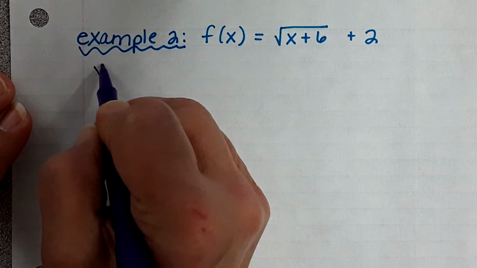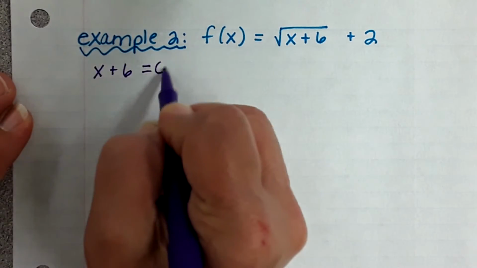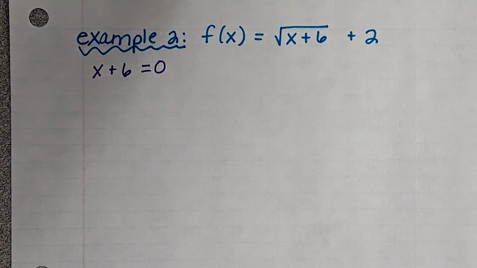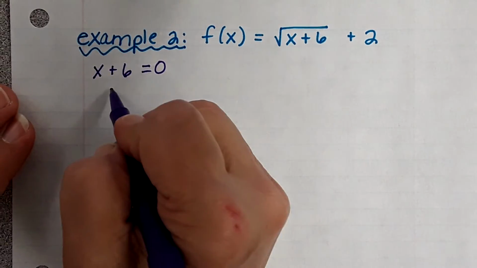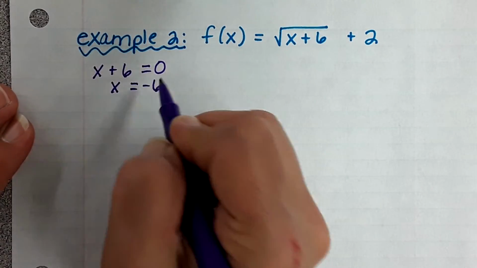So we're going to set it up to x plus 6 equals 0. Just what's underneath the square root, okay? And then x equals negative 6.